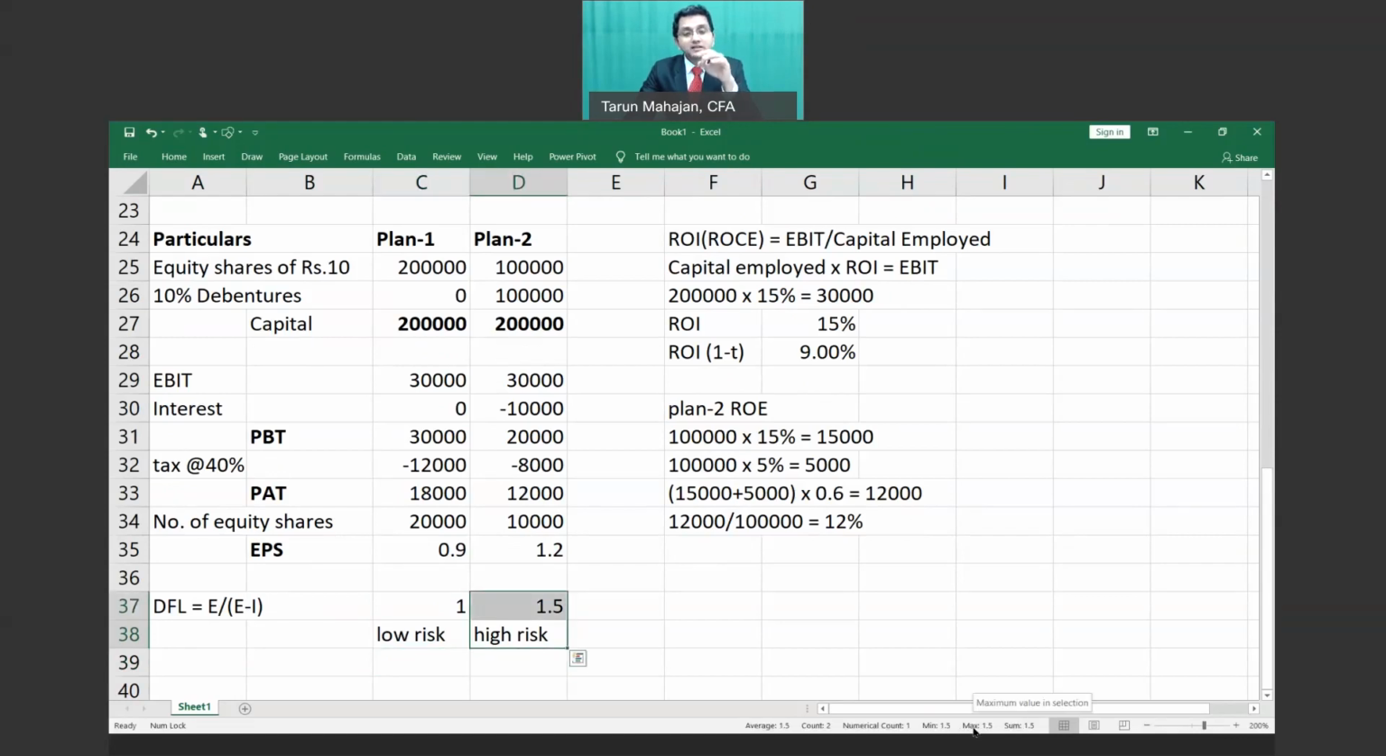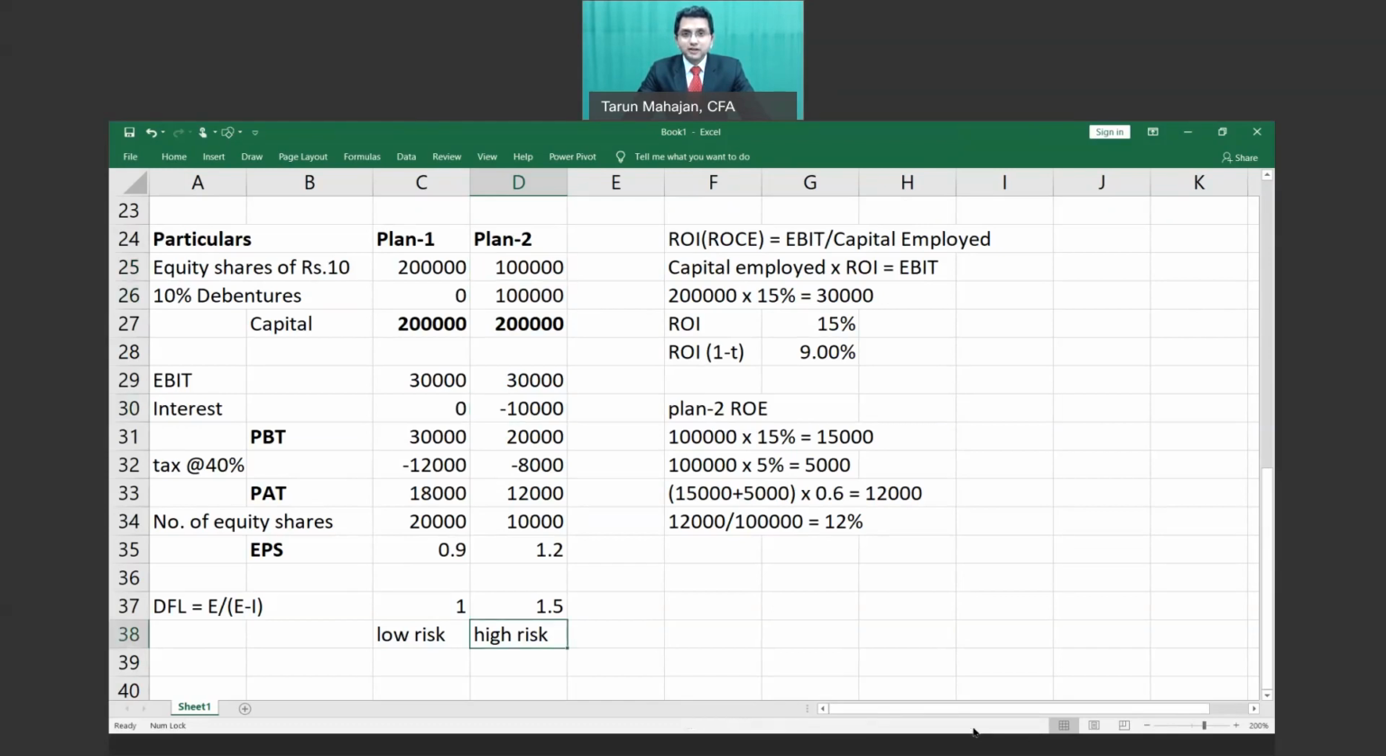But taking this risk is actually worthwhile, because if you are taking higher risk, in that case you are getting higher EPS also. But you cannot conclude that I should take further risk. I should reduce equity share to 50,000 rupees and increase the debt level to 150, or further reduce equity to just 10,000 rupees and make the debt level equal to 1,90,000 rupees.